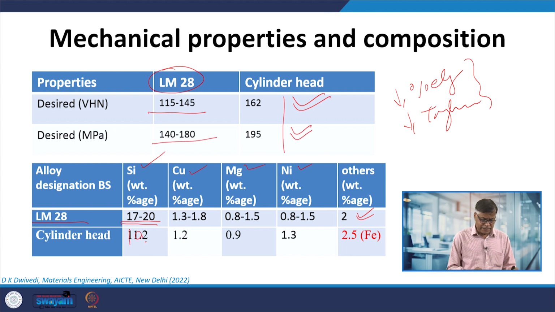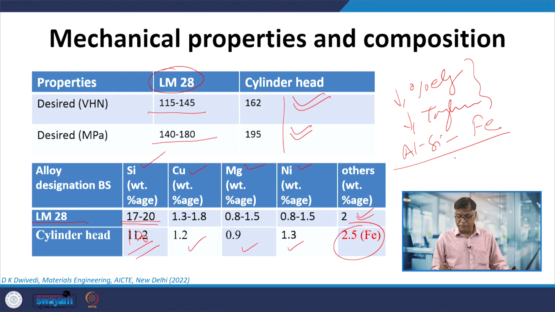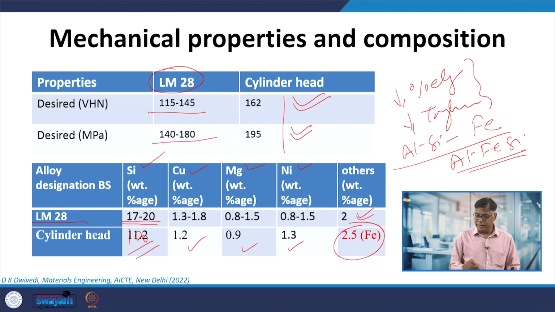The cylinder had silicon of 18% and the other elements were very much within the range, except the iron was too high in terms of weight percentage. Whenever iron is present in these aluminum silicon alloys, it promotes intermetallic compounds in the form of hard and brittle needles of aluminum FeSi. These IMCs form as needles, and that promotes embrittlement, increased hardness, increased strength, and increased notch sensitivity and cracking sensitivity.